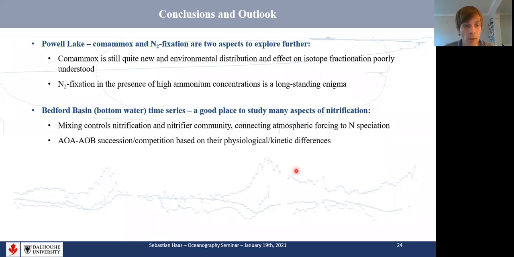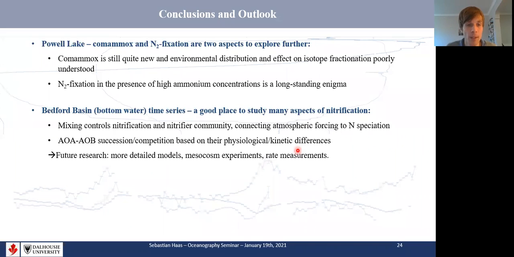And it's also a good place to study this competition or succession of archaeal and bacterial ammonia oxidizers based on their physiological and kinetic differences. And for future research on that, more detailed models, as I laid out, mesocosm experiments and rate measurements can be ways forward.